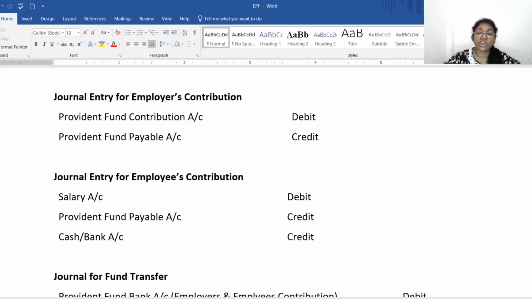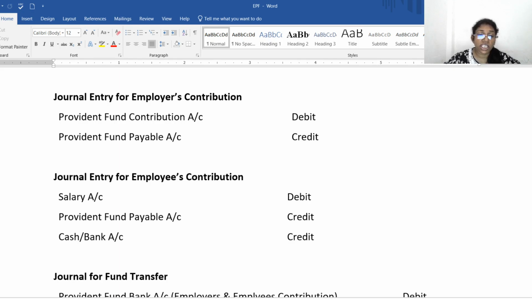The journal entry for the employee contribution is as follows. First, we are going to debit the salary of the employee, and from that salary we are going to charge the Provident Fund payable and credit it to the Provident Fund payable account. The remaining is going to be paid in cash, or sometimes the company can issue a bank cheque. So we are going to credit the cash or bank.